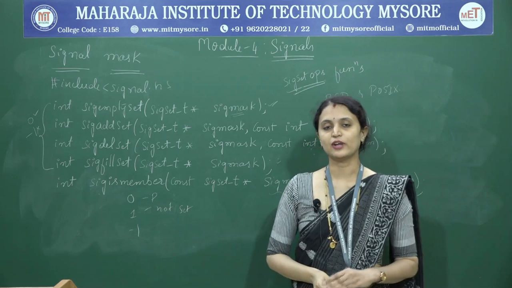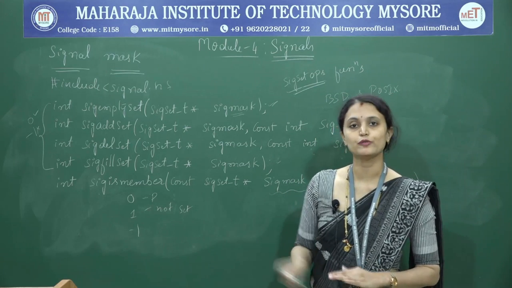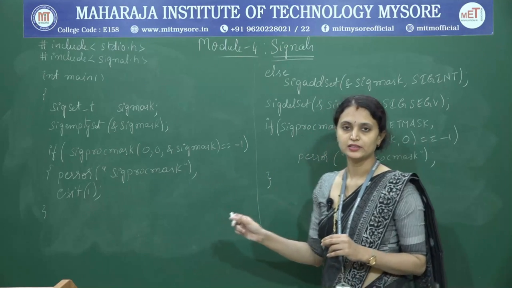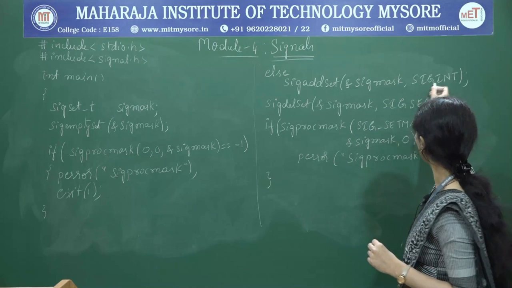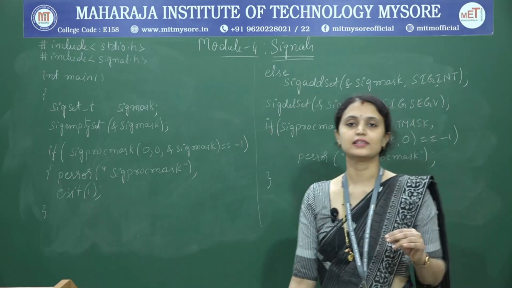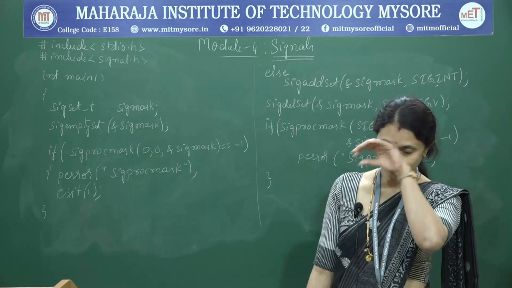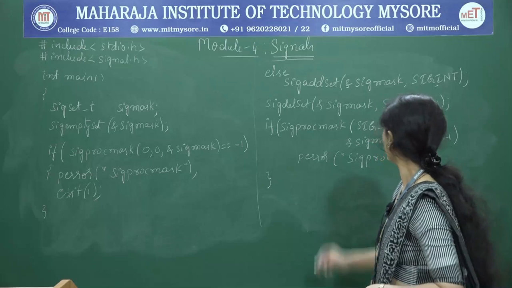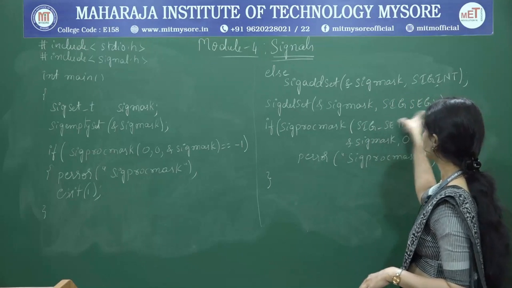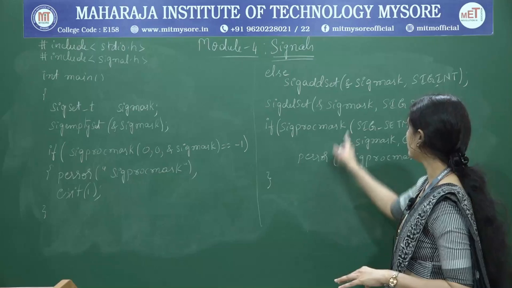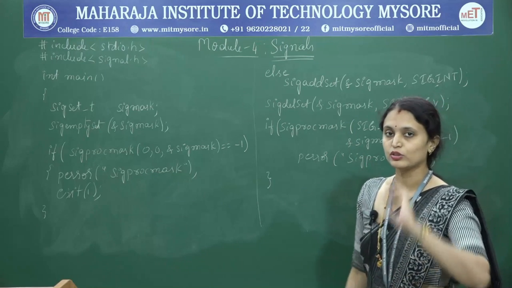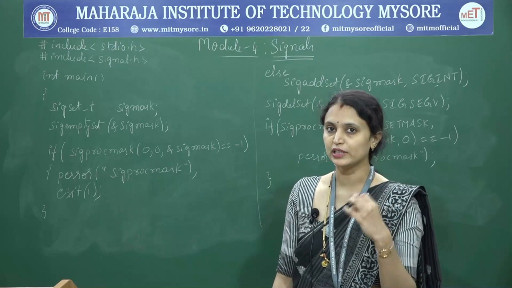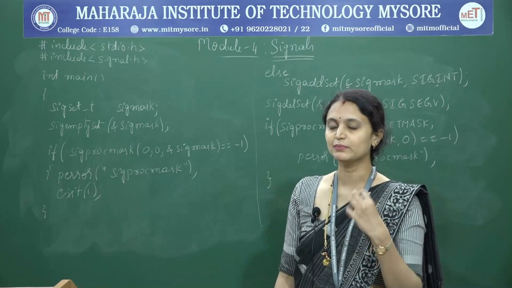So now let us write a program to illustrate the usage of these APIs. This program checks whether the SIGINT signal is present in the process signal mask or not, and also it clears the segmentation signal from the signal mask. Understand properly: signal mask means it contains a set of signals that is blocked for the calling process.